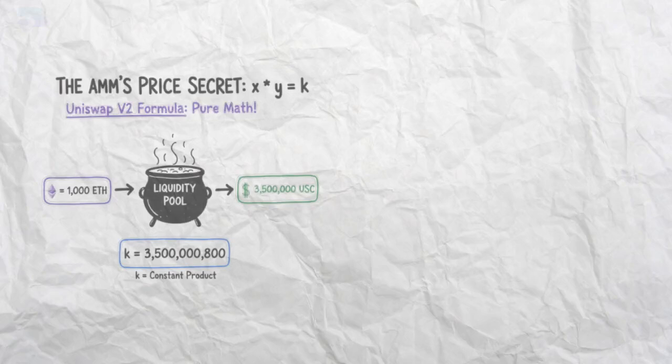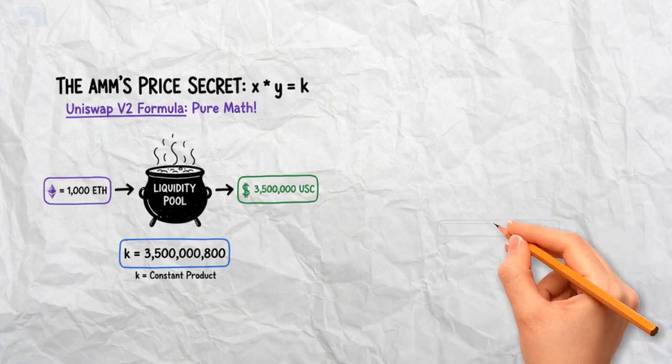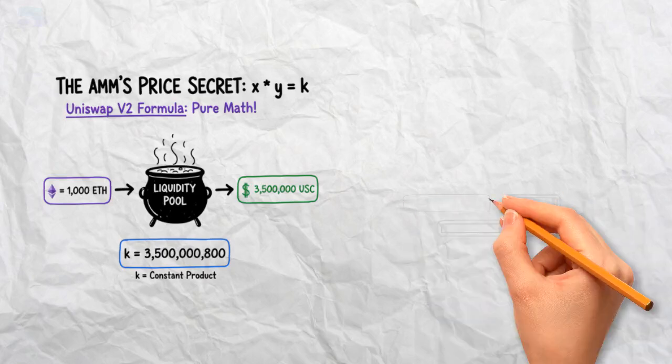Let me show you with real numbers. Imagine our pool has 1,000 ETH, X, 3,500,000 USDC, Y, K equals 3,500,000,000. This means 1 ETH costs about 3,500 USDC.